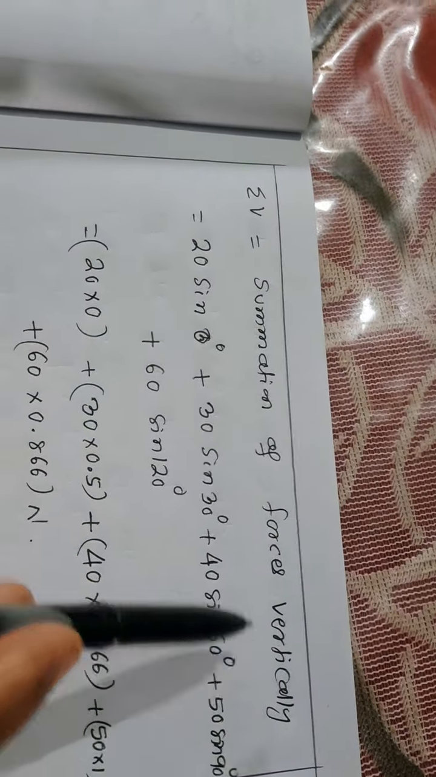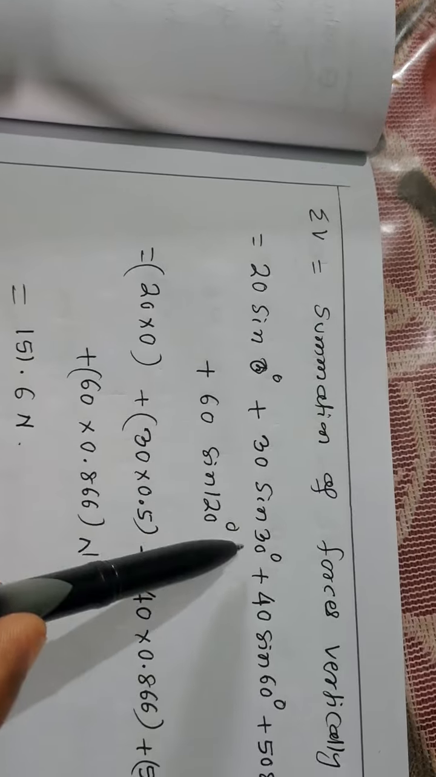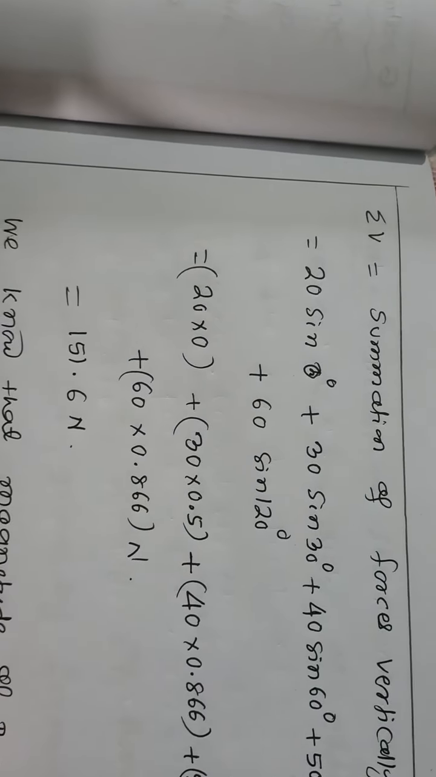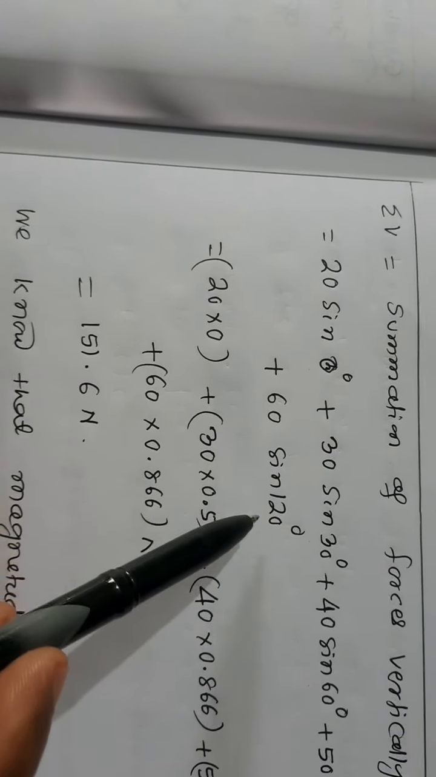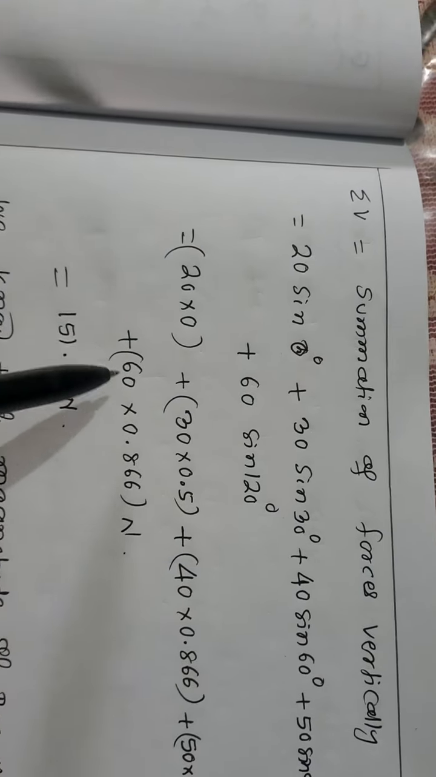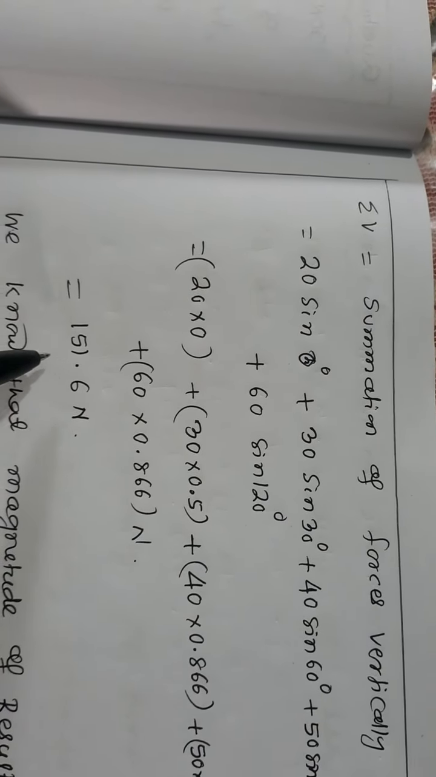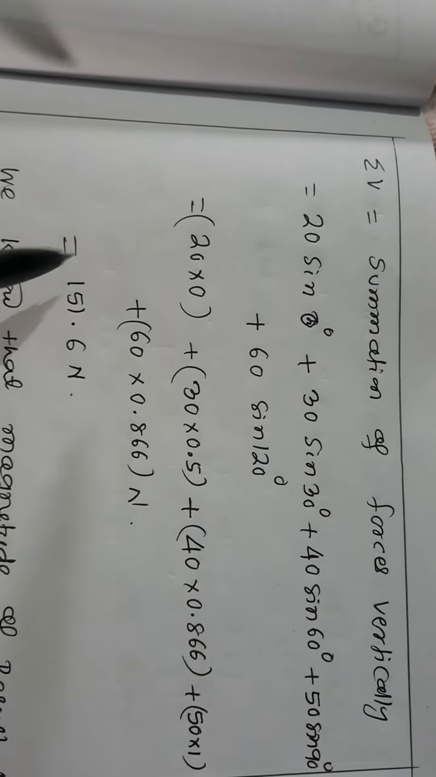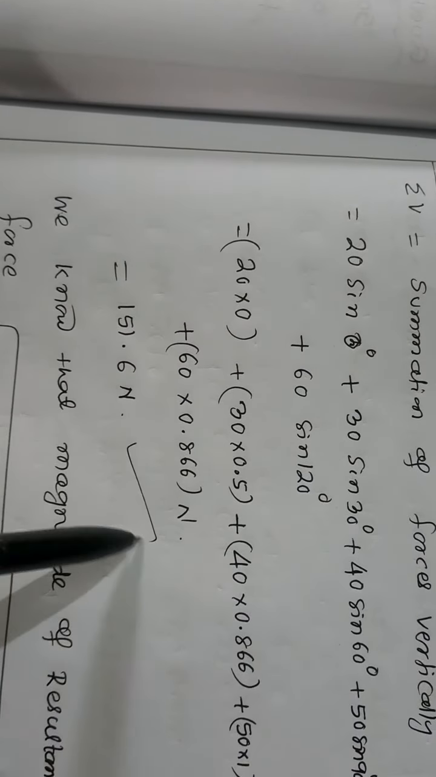Then delta B, summation of forces vertically: 20 sin 0, 30 sin 30, 40 sin 60, 50 sin 90 plus 60 sin 120. After calculating from calculator, we have delta B equal to 151.6 Newton.